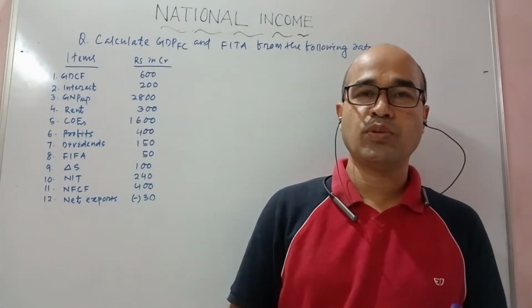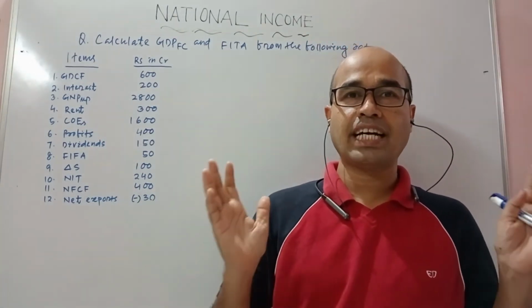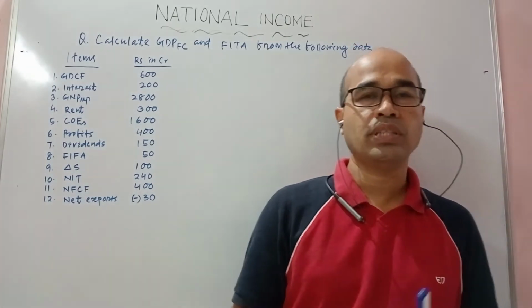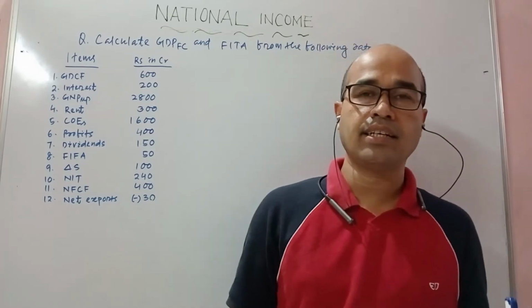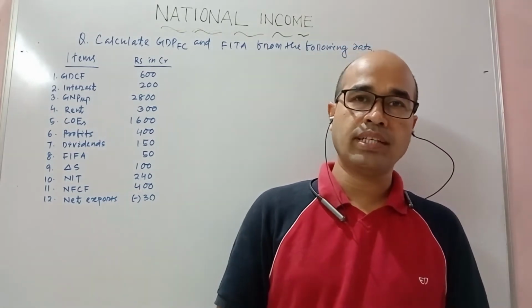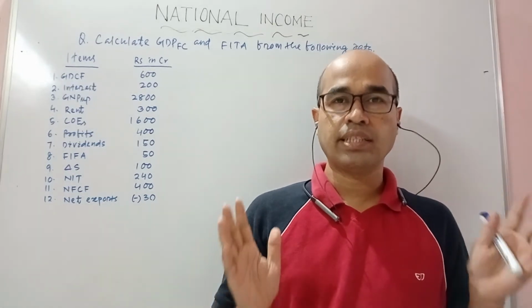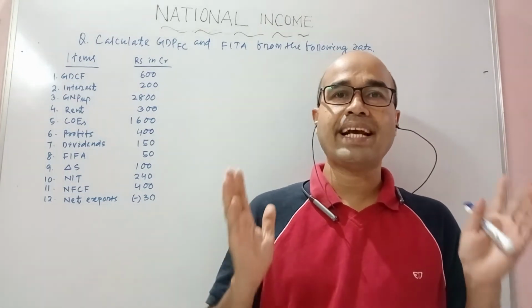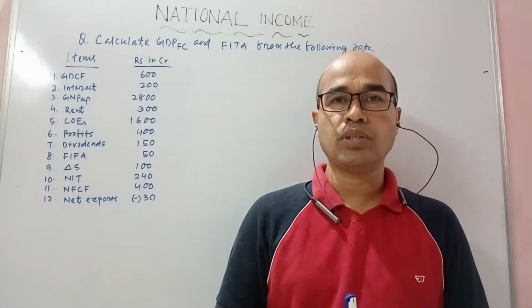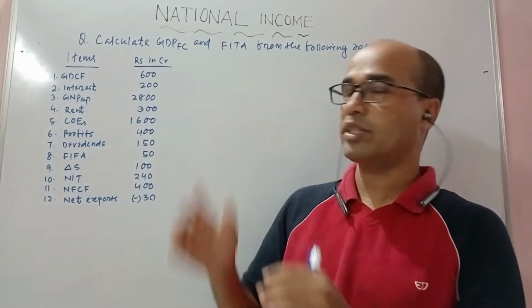To discuss an important topic called calculation of national income. In my previous class, I taught you three methods to calculate national income. One is called the product method, or value added method. The second one is known as the income method. The third is known as the expenditure method. I already taught the product method, and now I want to discuss one problem I have given here.